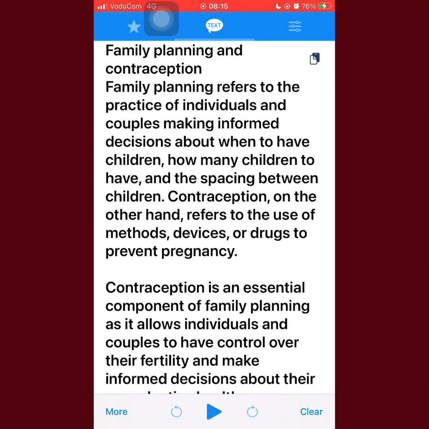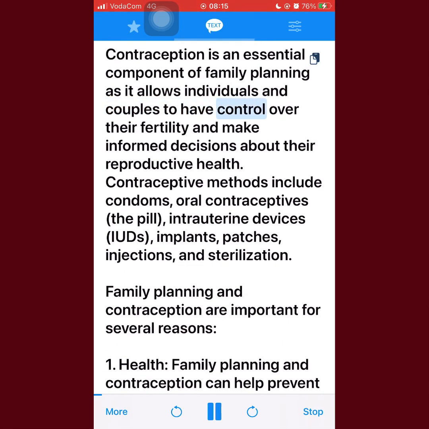Family planning and contraception. Family planning refers to the practice of individuals and couples making informed decisions about when to have children, how many children to have, and the spacing between children. Contraception, on the other hand, refers to the use of methods, devices, or drugs to prevent pregnancy. Contraception is an essential component of family planning as it allows individuals and couples to have control over their fertility and make informed decisions about their reproductive health.